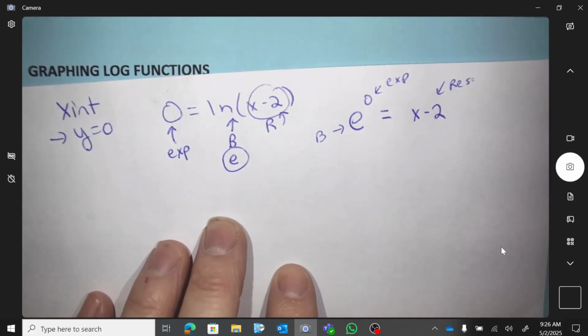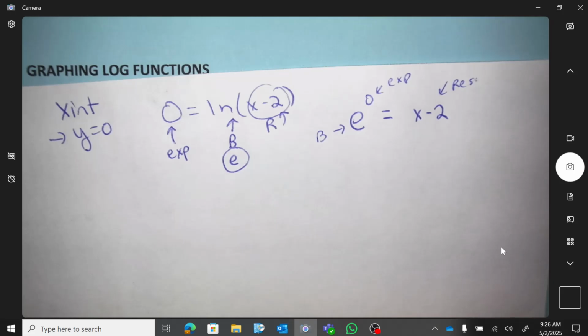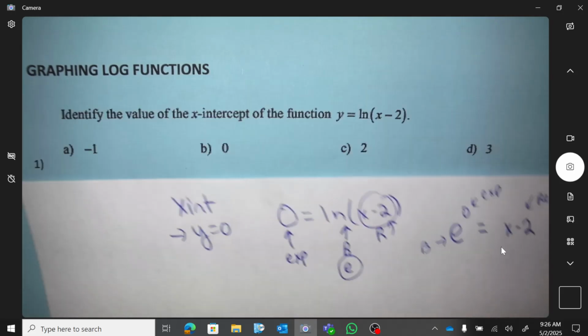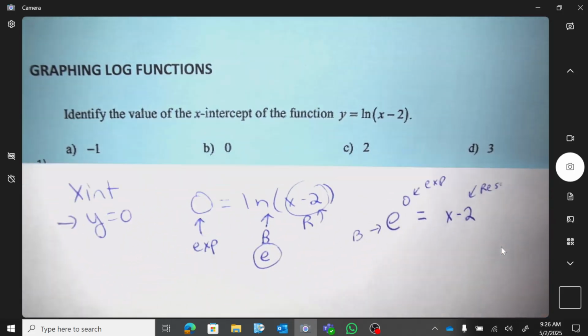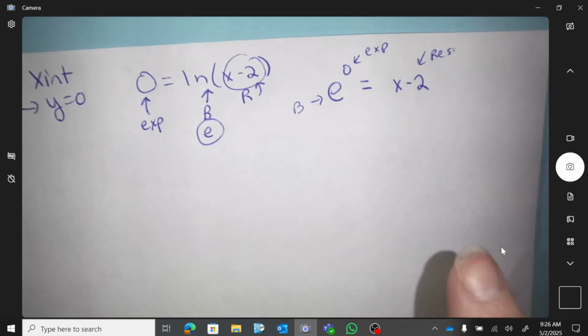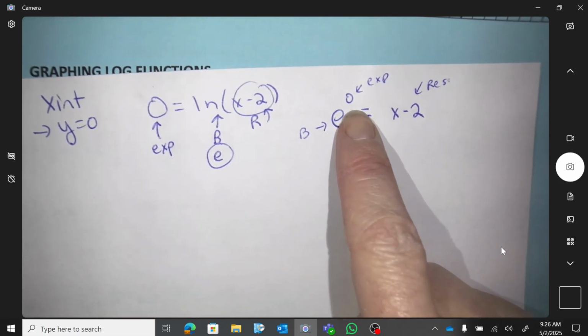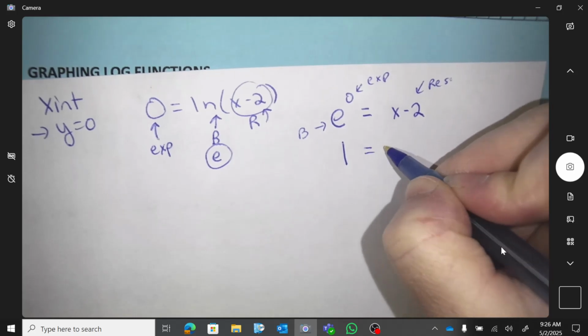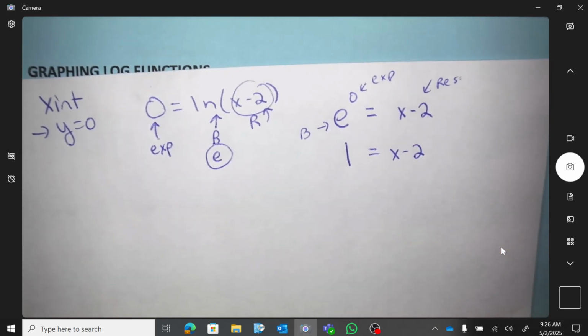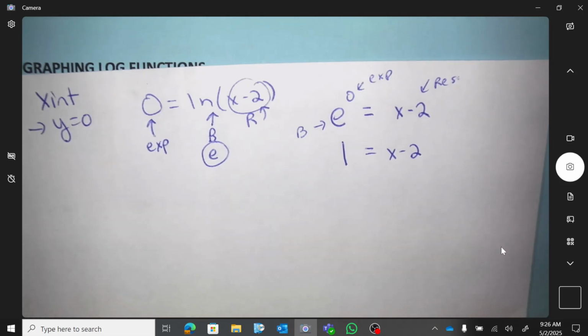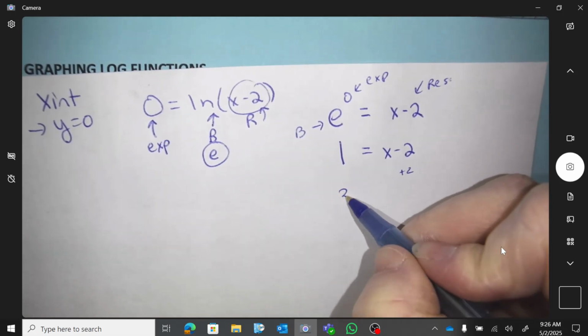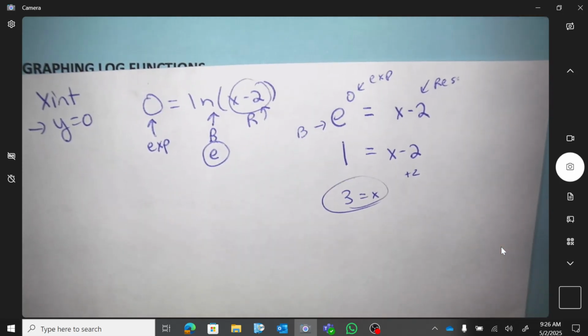Good? Okay, no calculator. This is on a multiple choice. Multiple choice is the second booklet of your exam. No calculators allowed. Okay, what is anything to the 0? 1. How do you isolate x? Add 2. Is that one of your answers for an x-intercept?